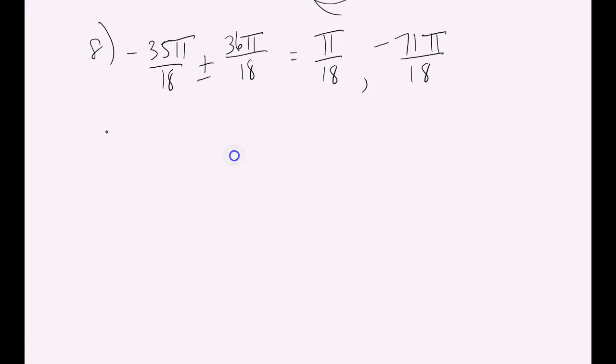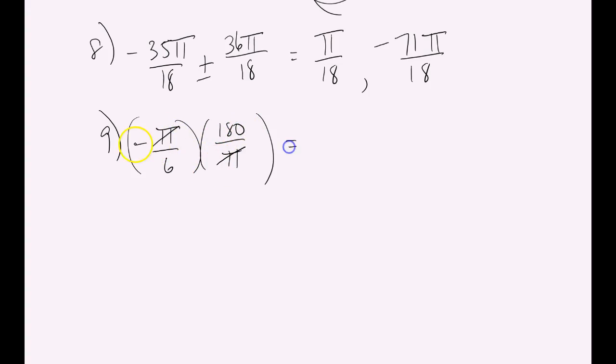Okay, number 9 wants you to convert the degrees into radians, or vice versa. Well, if they've given me this, it's definitely a radian. So if I want degrees, degrees goes on top. Cancel, cancel. Negative 180 over 6 is just negative 30 degrees.